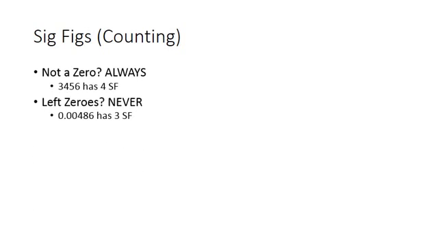I'll give you just a couple of seconds to play around. When I say zeros, I just mean the zeros that occur to the left of some number that isn't 0. So on this first rule, left zeros never ever count. If zeros are to the left of other numbers that aren't 0, they never count. So 0.00486 only has 3 significant figures.